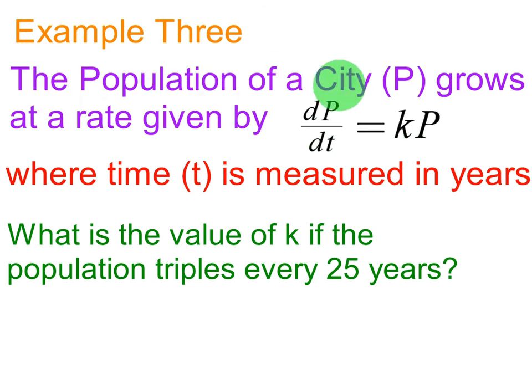It says the population of a city P grows at a rate given by dP/dt is equal to kP. Now this is the same formula we use to derive our population growth equation, or exponential growth and decay equation. And again, notice that kP represents a directly proportional relationship. So the rate at which the population is increasing is directly proportional to the current population.